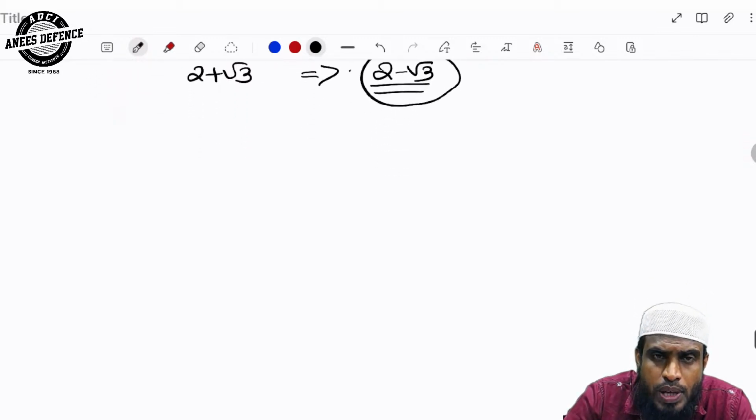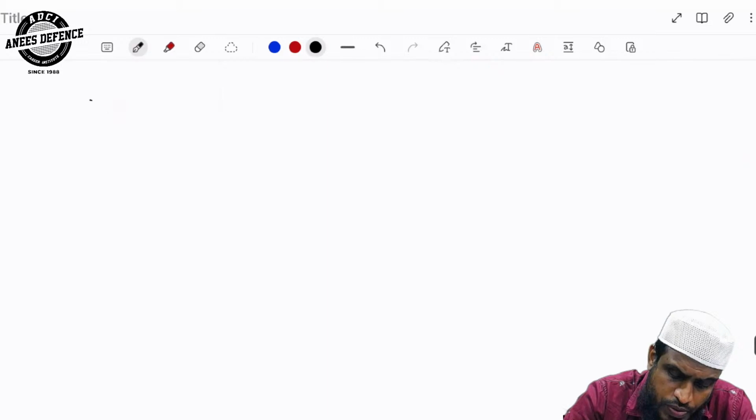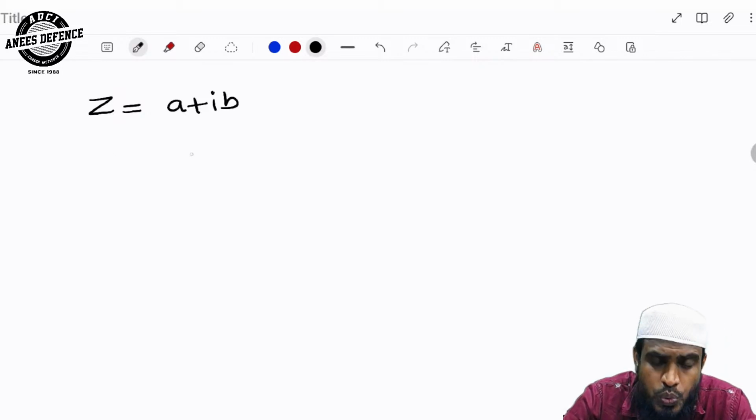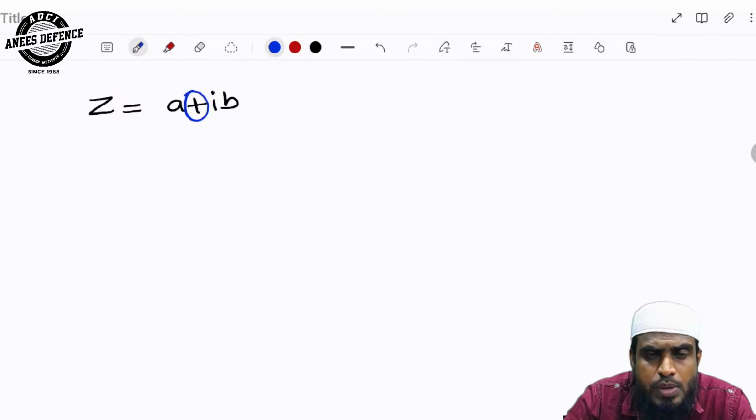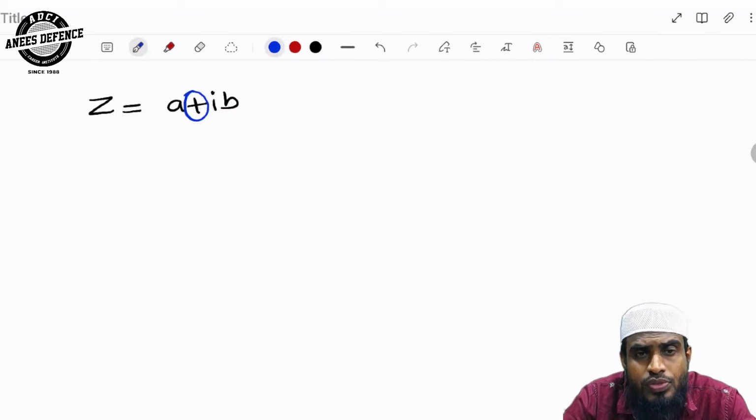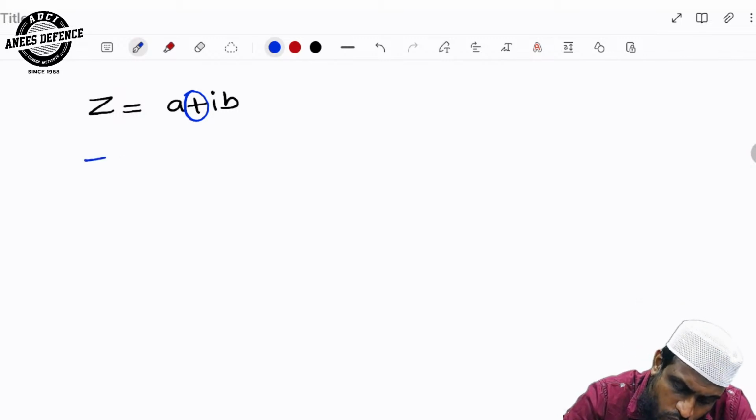Similarly, in the case of a complex number, if z is equal to a plus ib, what you have to do? Just change the sign of the imaginary part. You should not change the sign of the real part. That should be kept as such. You have to change the sign of the imaginary part. So the conjugate is normally represented as z bar. So this can be written as a minus ib.